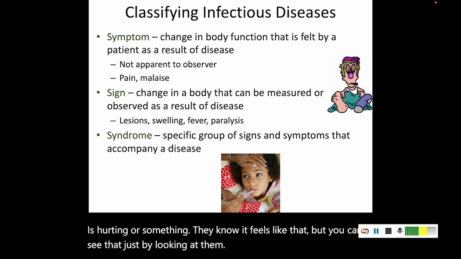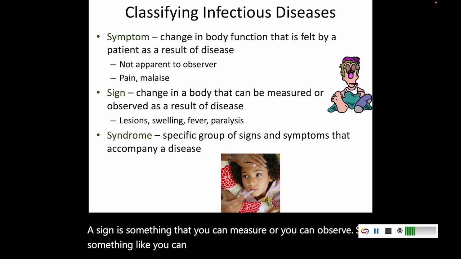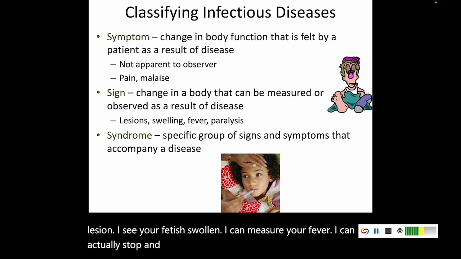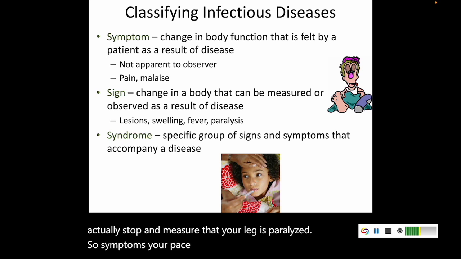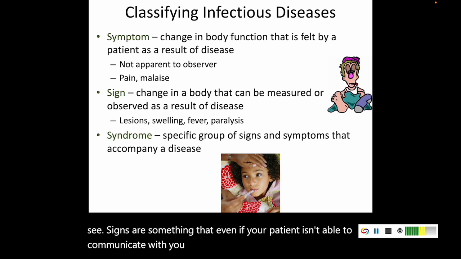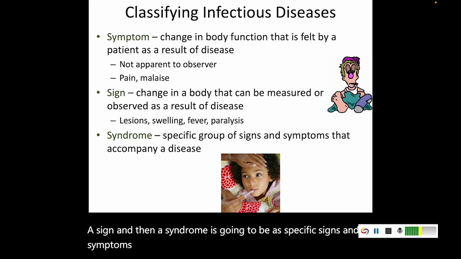A sign is something that you can measure or you can observe. So something like you can look at them and see, oh, I see you have a lesion. I see your foot is swollen. I can measure your fever. I can actually stop and measure that your leg is paralyzed. So symptoms, your patient is going to have to tell you. You can't just see. Signs are something that even if your patient isn't able to communicate with you, you can sit there and investigate and observe a sign. And then a syndrome is going to be a specific set of signs and symptoms that accompany a disease.